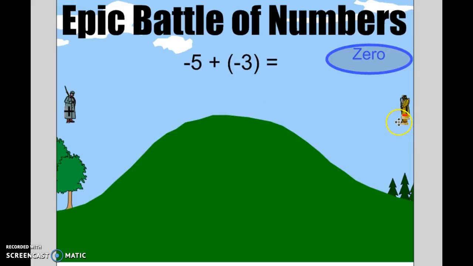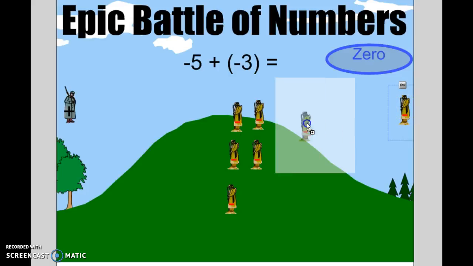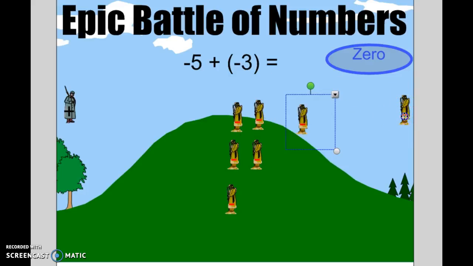Okay, we got another one this time. This one's going to be a party, not a battle, because I have 5 negatives. Then I have another 3 negatives. So no positives even showed up to the fight. So I have a total of 8 negatives. So my answer is negative 8.